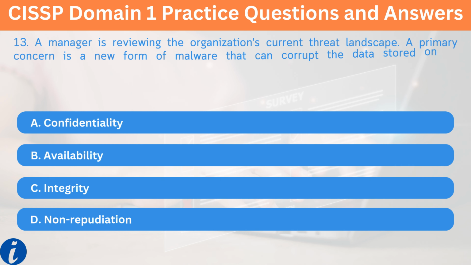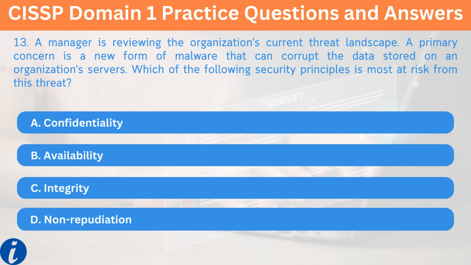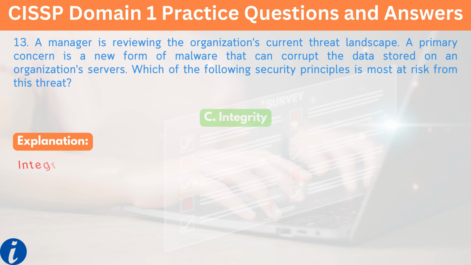13. A manager is reviewing the organization's current threat landscape. A primary concern is a new form of malware that can corrupt the data stored on an organization's servers. Which of the following security principles is most at risk from this threat? A. Confidentiality. B. Availability. C. Integrity. D. Non-repudiation. The correct answer is C.